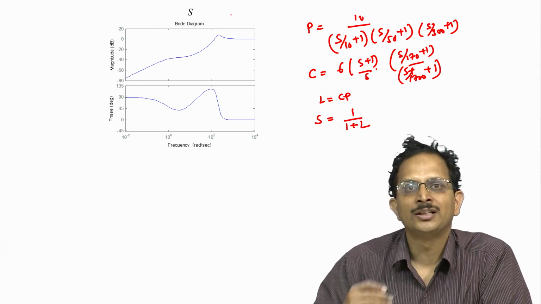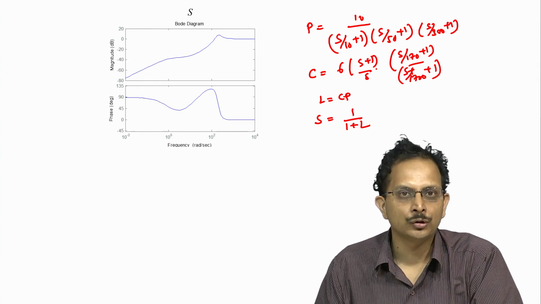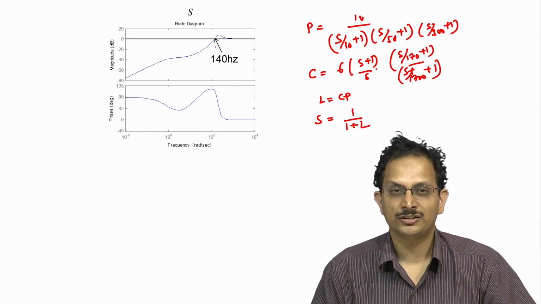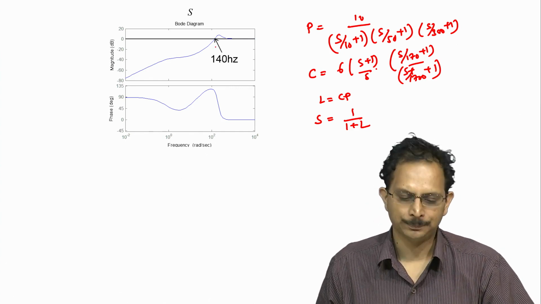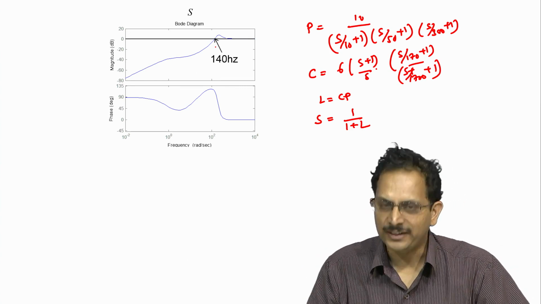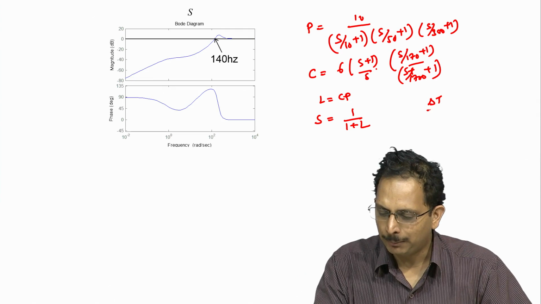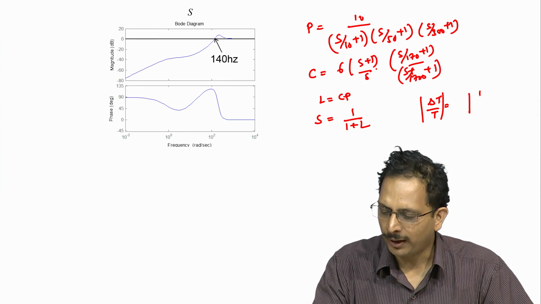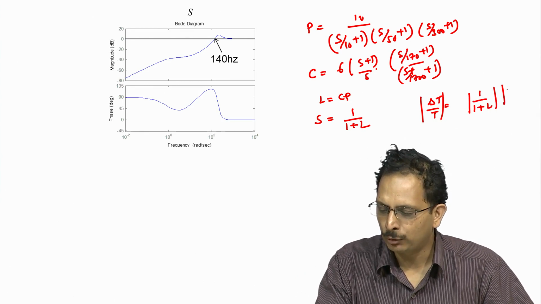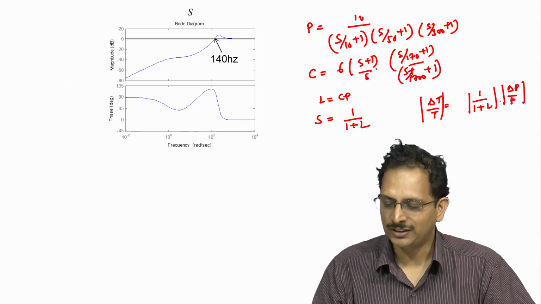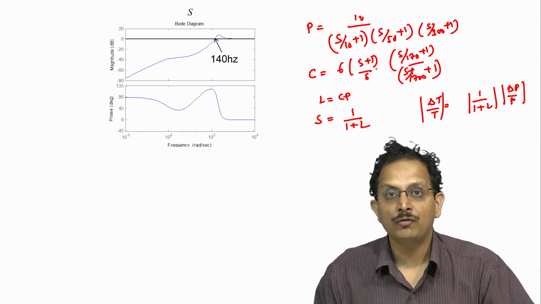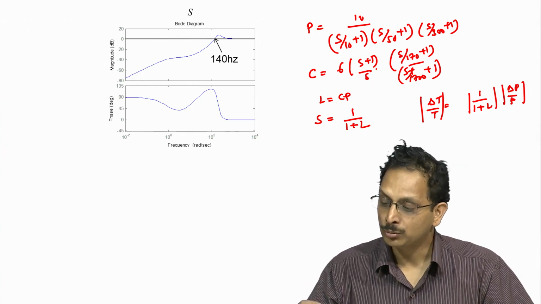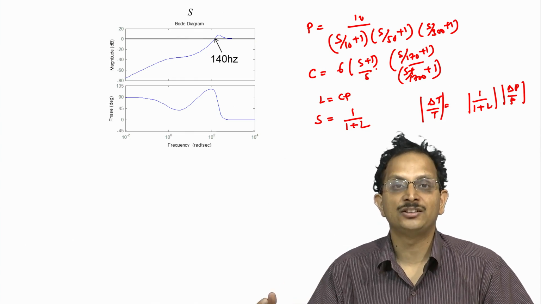As frequency increases, the sensitivity also increases, and there is a particular frequency, namely 140 Hertz, at which the sensitivity becomes greater than 0 dB. Now, what this implies, when we go back to the expression, magnitude of delta T by T is equal to magnitude of 1 by 1 plus L times magnitude of delta P by P, is that for frequencies beyond 140 Hertz, the fractional change of the overall transmission function is more than the fractional change of the plant itself.